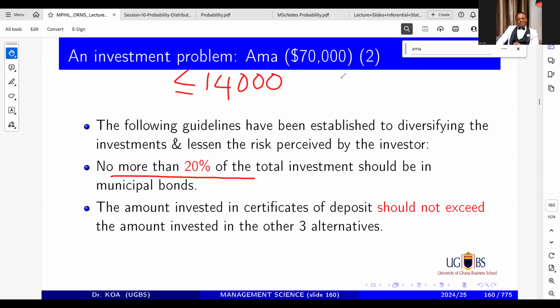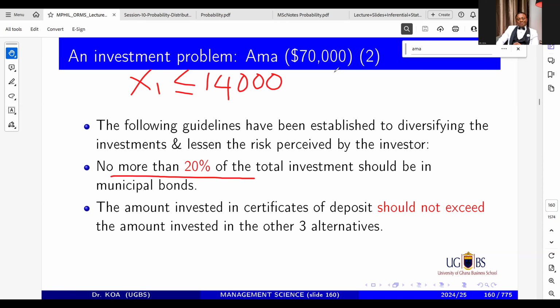Why? The reason is because you have been told that no more than, so already that is less than or equal to. And we know that the right-hand side is what has been available. You have been told that no more than 20% of the investment should be in municipal bonds. What letter number represents municipal bonds? Which X represents municipal bonds? That's X1. And therefore, X1 should come in front of this.